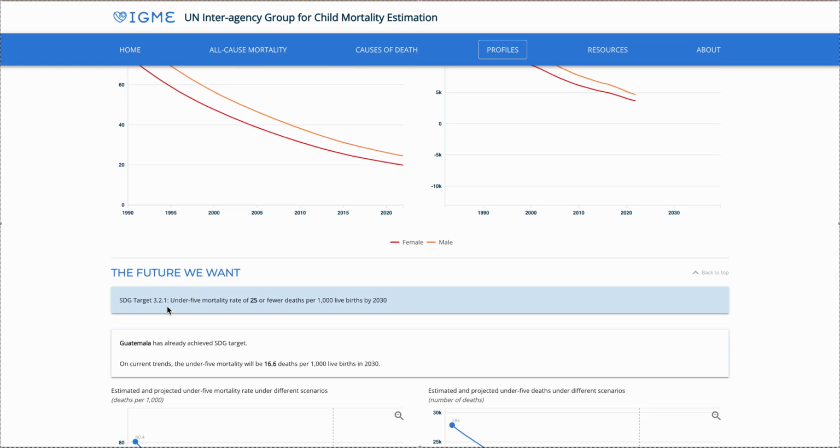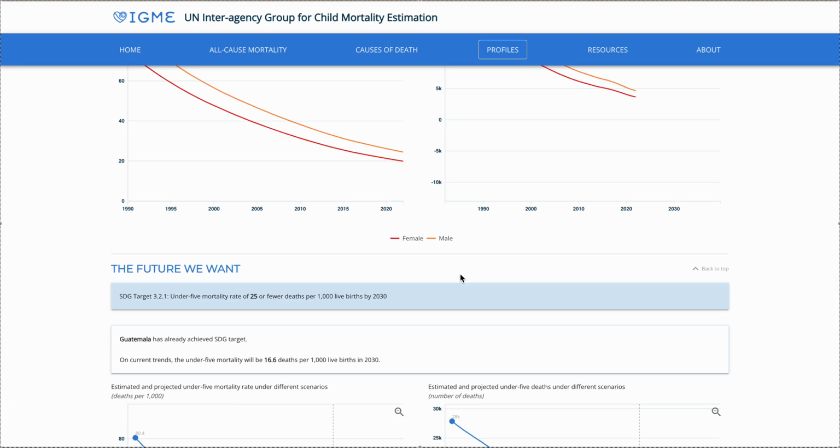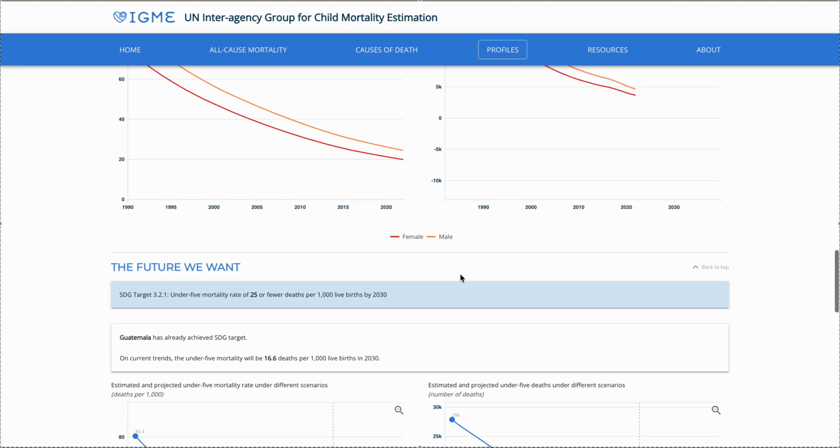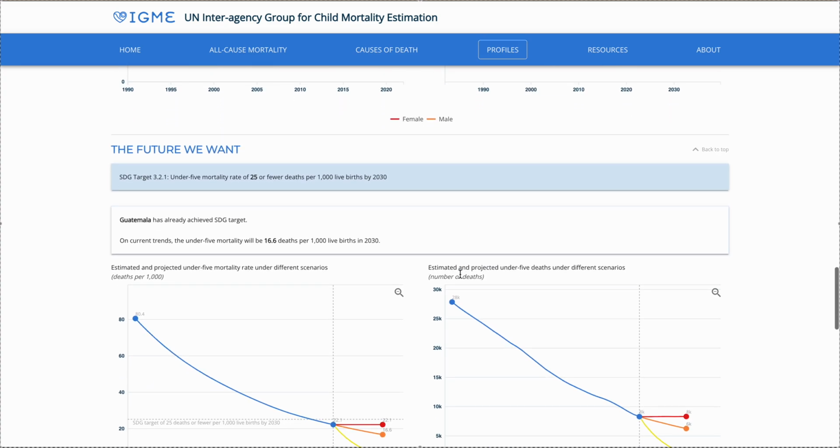The future, what we want. SDG target: under 5 mortality rate of 25 or fewer deaths per 1,000. That's totally arbitrary, and kind of the reason I don't really like the SDGs. I mean, what does that even mean? I think you need to look at proportion, like, oh, we're going to decrease by 25%. Just make it something more tangible.